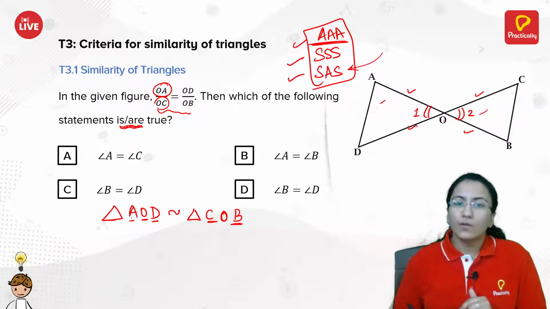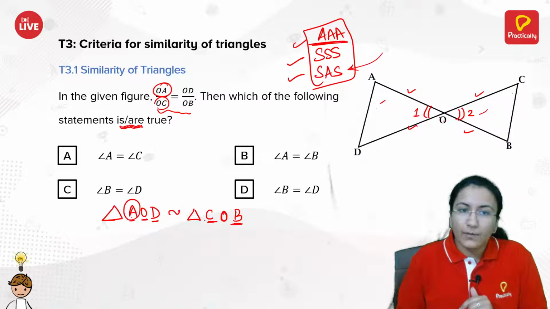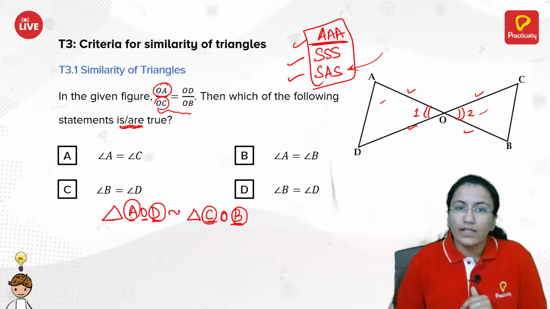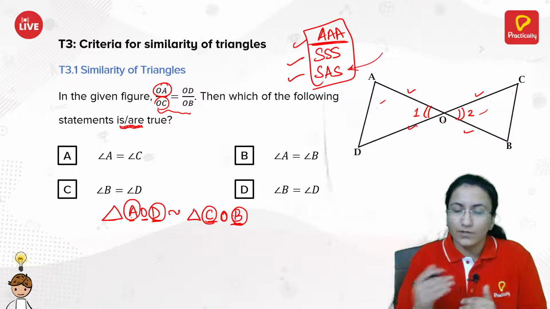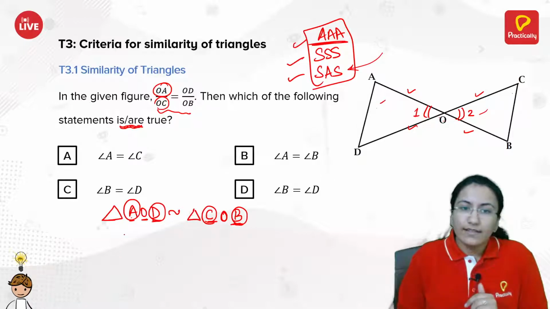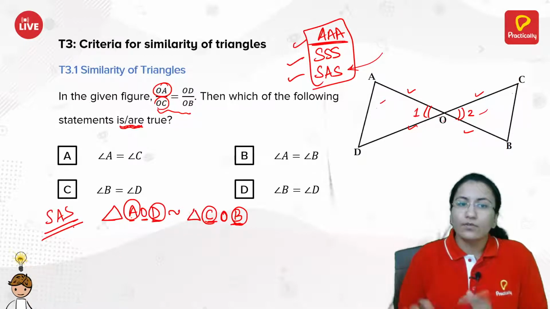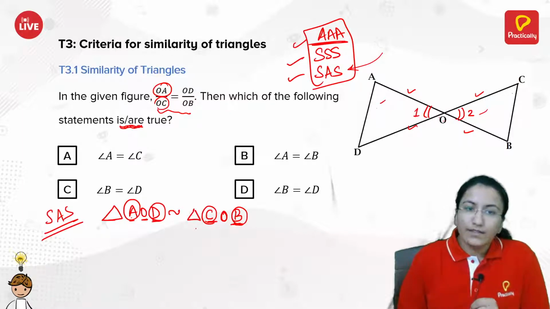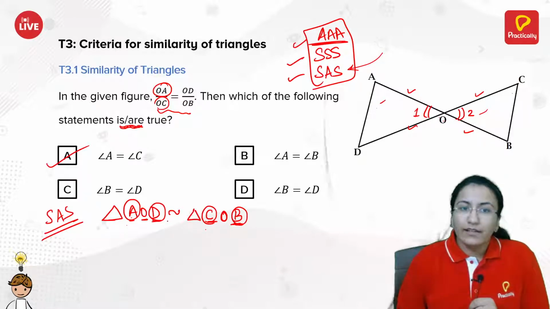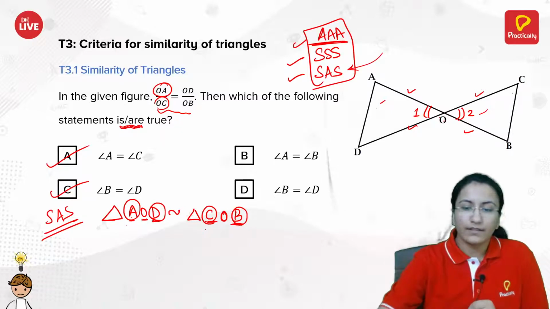If AOD is similar to COB, that implies the first angle would be equal to this first angle, like D would be equal to B. And angle AOD is equal to angle COB, which we have already proved using vertically opposite angles. So by SAS we have proved that these two triangles are similar. Now from this we have angle A is equal to angle C, right? And angle D is equal to angle B. So we have this also as a result. So we have two results as option A and option C. Anyone having any doubt how we are having this result?